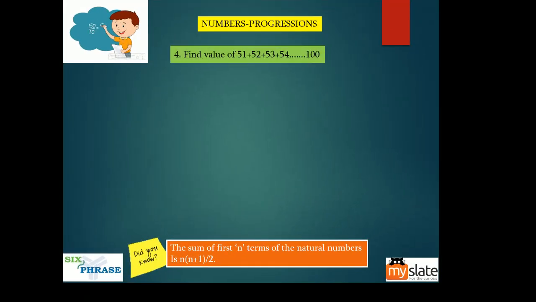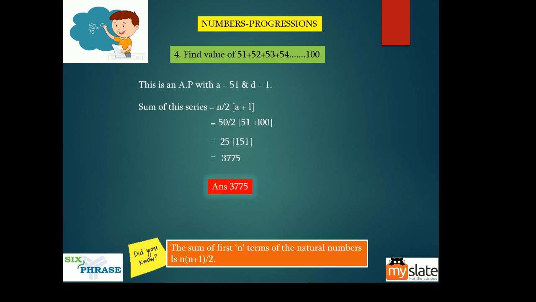Value of 51 to 100. Again, guys, here it is a sum of an arithmetic progression with a to be 51 and d to be 1. I'll skip this sum, but I'll tell you the answer: 3775. You can check it out later.